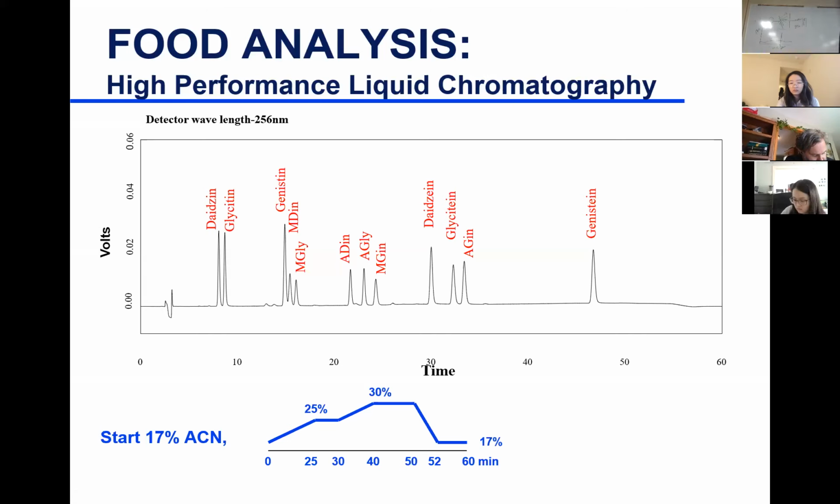That's why here you see sometimes I go up and then keep it constant for a while. I kept it constant between 25 and 30 minutes because here I want to make sure that they separate. If I continue increasing, these three might not be separated. So I have initiated some constant concentration to ensure separation of my peaks.